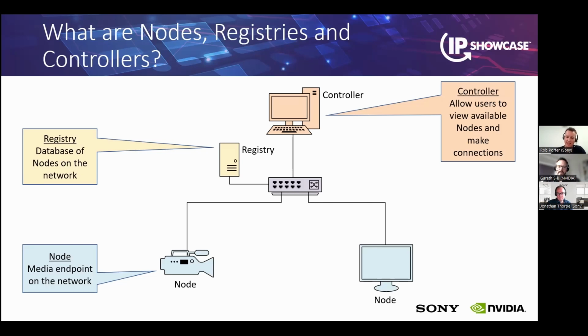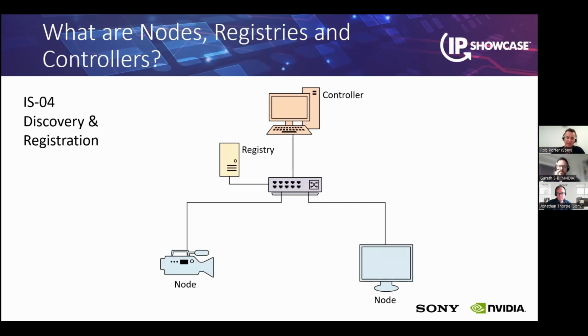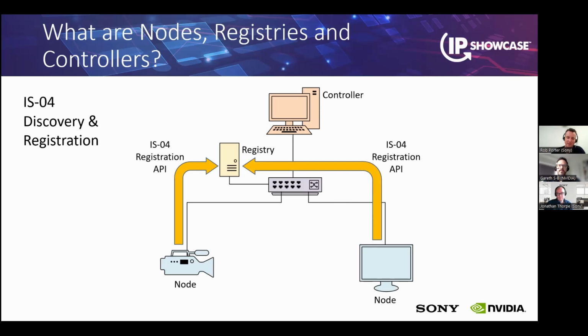So when nodes are connected to the network, they first discover the location of the registry, and then they make an IS-04 registration API call to the registry to get themselves added to the registry's database. Controllers can make IS-04 query API calls to the registry to find out what nodes are currently available on the network. And then the user of the controller can choose to make connections between the nodes.